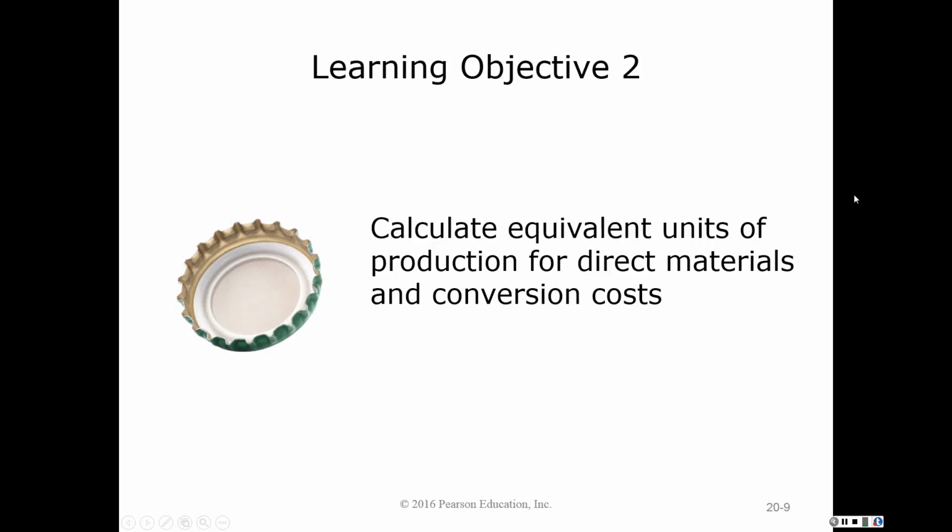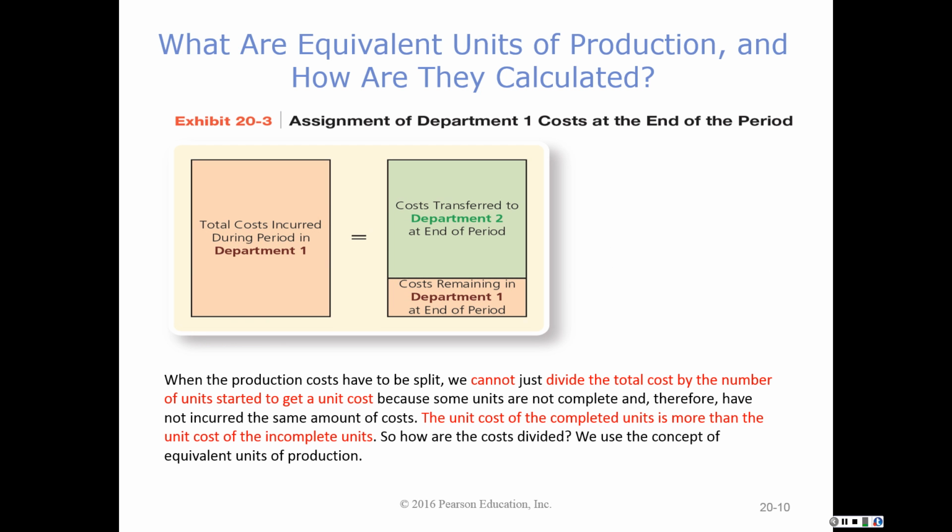Learning Objective 2 addresses the topic of equivalent units of production and how we calculate these equivalent units. So first of all, what are equivalent units and how do we calculate them? Your textbook gives you an example of trying to break down the total cost, all of the costs incurred during the period in a particular department or a particular process.